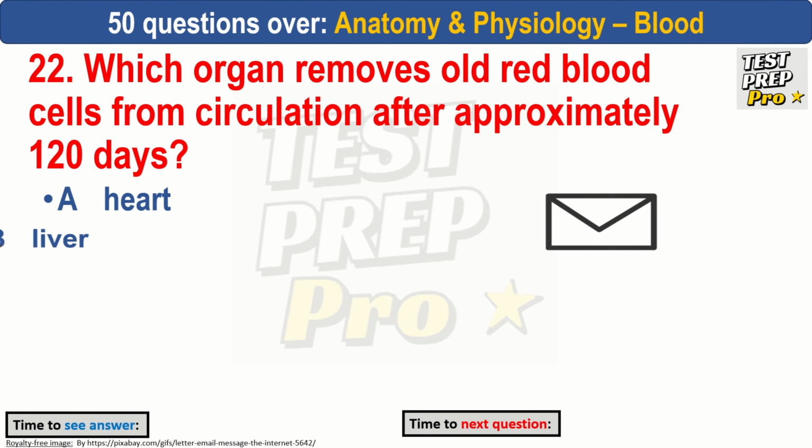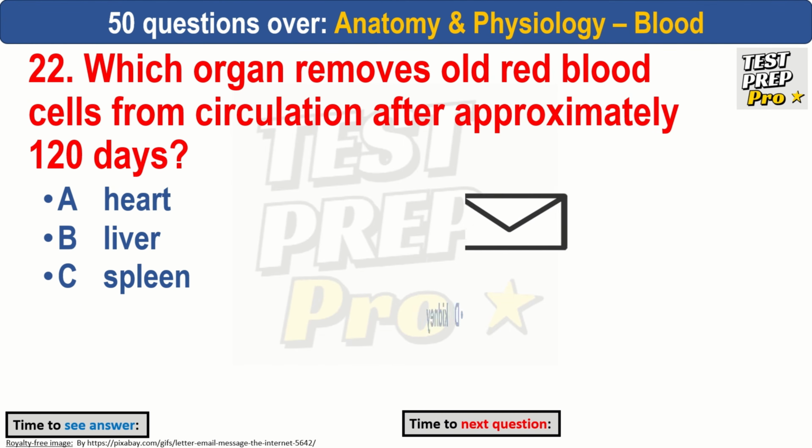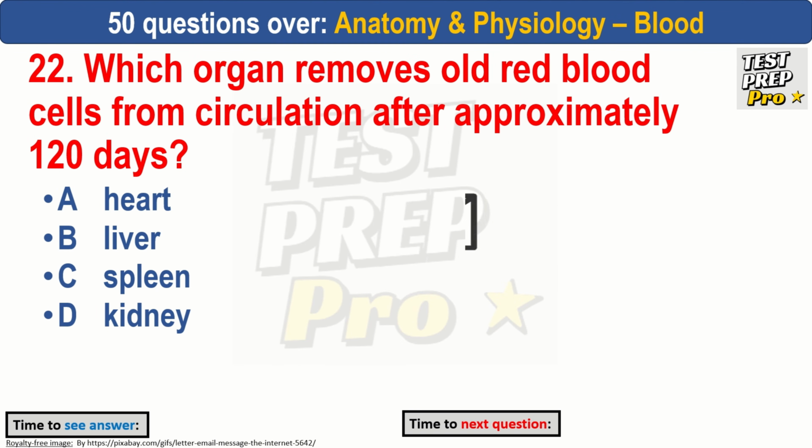Which organ removes old red blood cells from circulation after approximately 120 days? Is it A, the heart, B, liver, C, spleen, or D, the kidney?